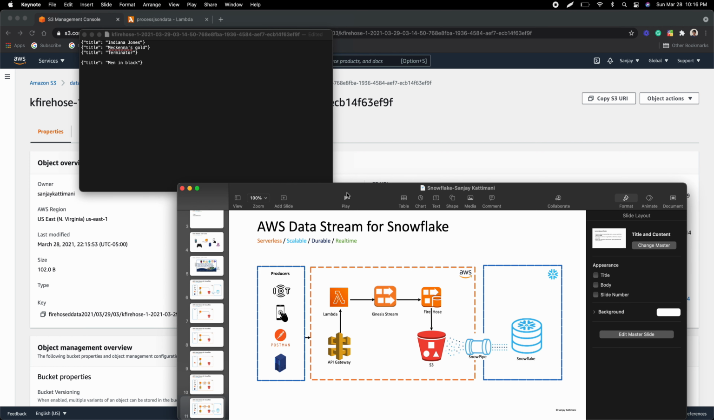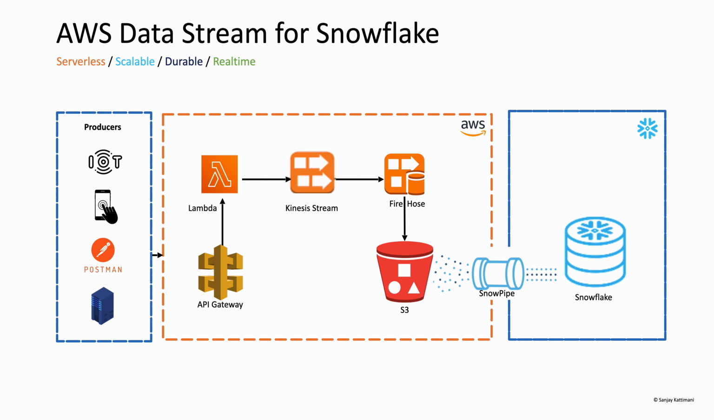So that's it for the demo, and with this we have successfully created an AWS data stream for Snowflake, in which we created API Gateway, Lambda function, Kinesis data stream, and Firehose, which is aggregating the data that we are sending through Postman in our case, but it could technically be anything else also, such as data coming from IoT or your weblogs or your clickstream or any of the streaming data type. Now the data is prepared so that it can be ingested into Snowflake.